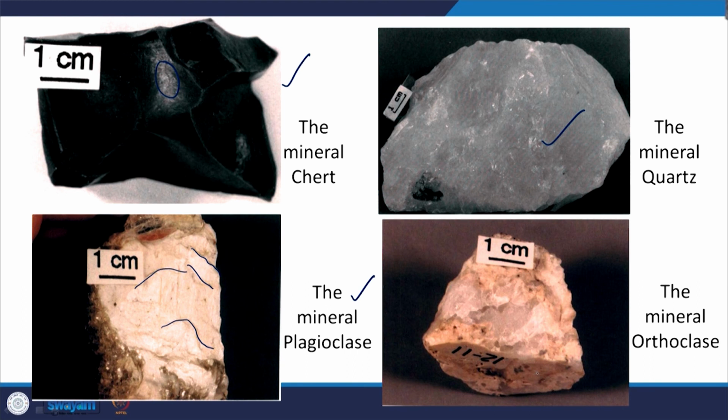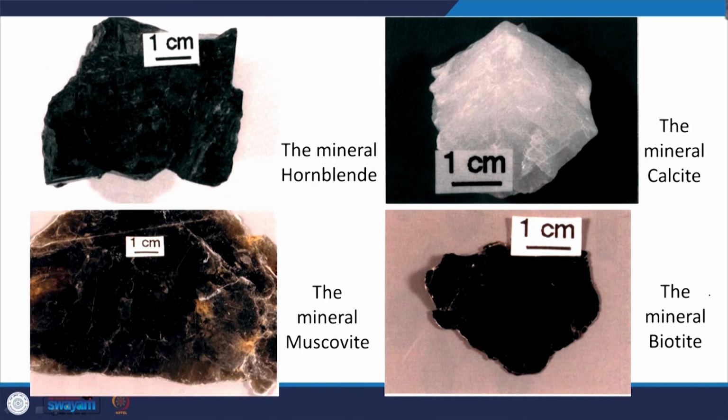Now, look at this mineral orthoclase. Again here there are two cleavage planes at 90 degrees, but there is an absence of surface striations. So, surface striation differentiates between these two minerals, plagioclase and orthoclase. Coming to the next four minerals, the first one here is hornblende. You can see that it is a dark colored amphibole mineral.